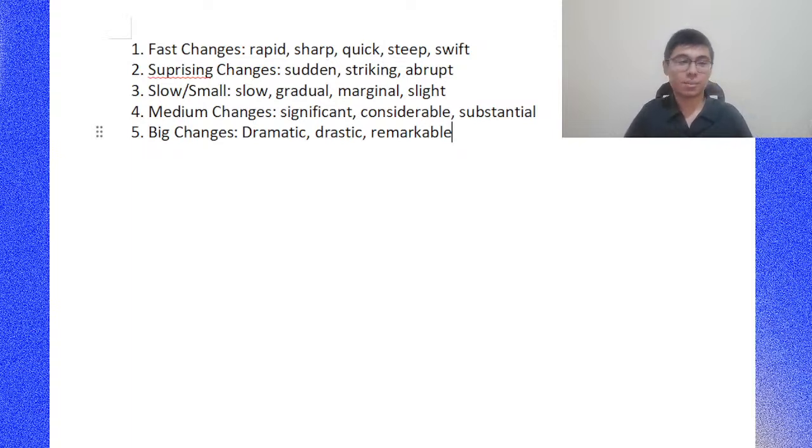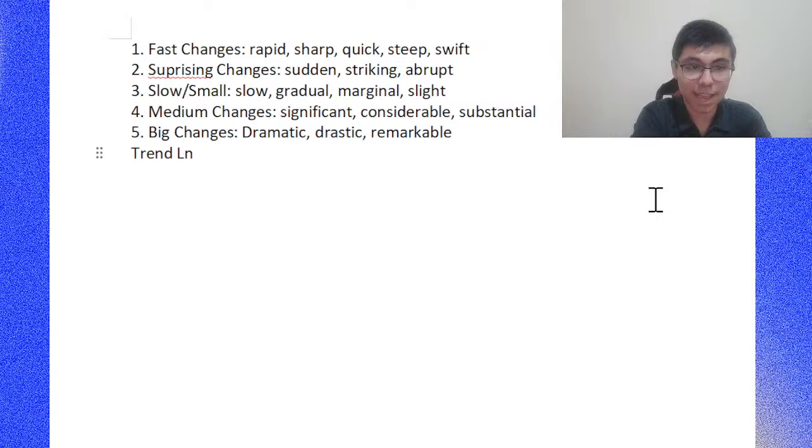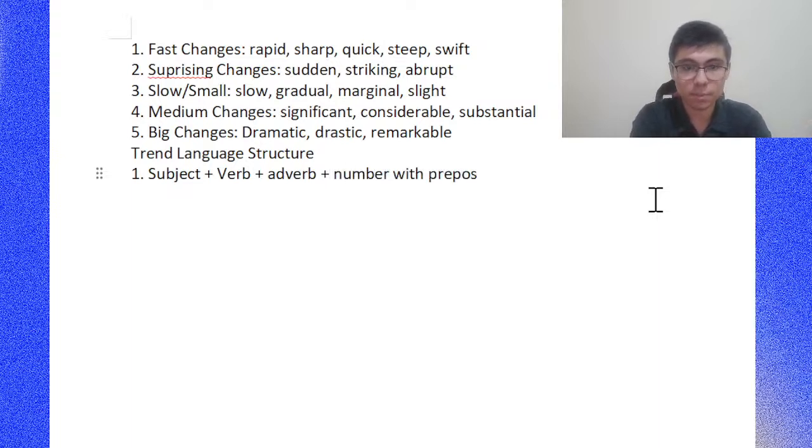So now let's move on. Now let's talk about trend language structure. There are essentially 4 types of structures that you can use. The first one is subject plus verb plus adverb plus number with preposition. And you can also say the place or time.